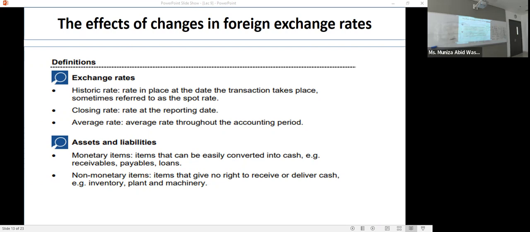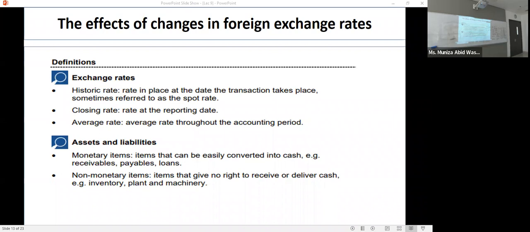What is a spot rate? It is the exchange rate at the time of making a transaction. If you are making a transaction with another country, what has been the rate at that spot? That is the historic rate. So historic rate is the rate in place at the date the transaction takes place, sometimes referred to as the spot rate. Say, for example, today, you being in UAE, making a transaction with the USA, the exchange rate for US dollars to AED today is the spot rate, the historic rate. Then we have the closing rate.